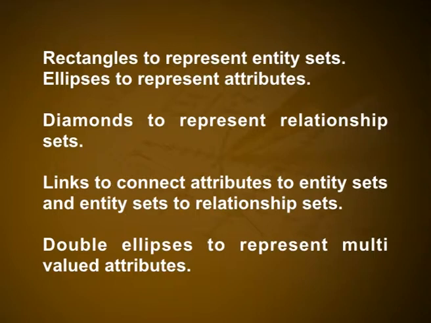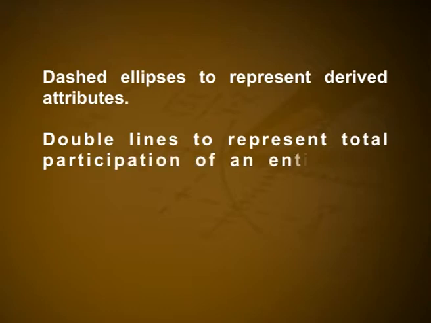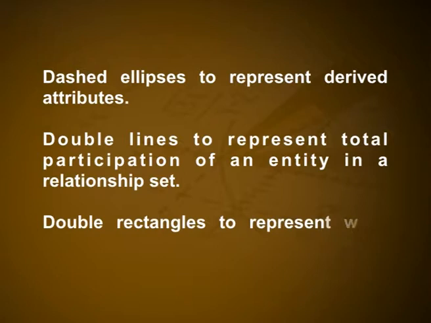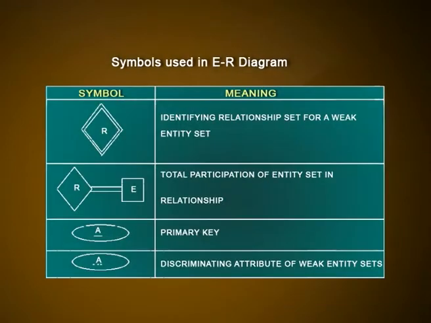Double ellipses to represent multi-valued attributes. Dashed ellipses to represent derived attributes. Double lines to represent total participation of an entity in a relationship set. Double rectangles to represent weak entity sets. These are summarized in the table. The table provides the generally used symbols of ER notation called the Chen's notation.